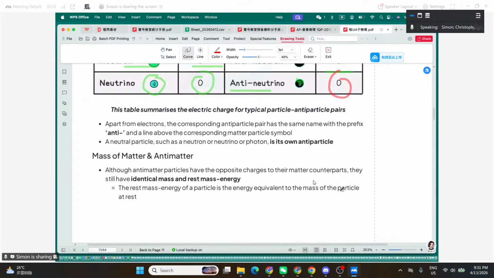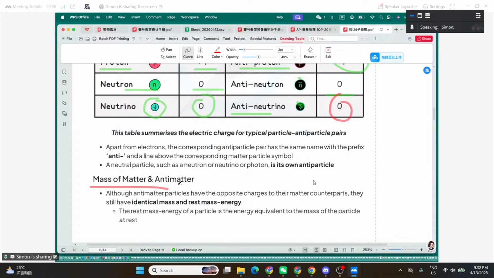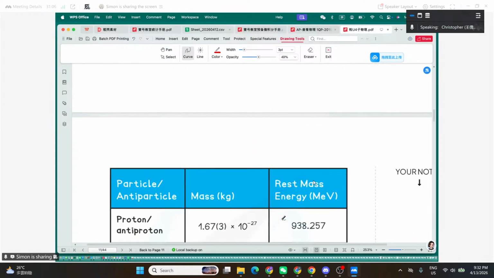Okay, this one: the mass of matter and antimatter. Although antimatter particles have the opposite charge to their matter counterparts, they still have the identical mass and rest mass energy. The rest mass energy of a particle is the energy equivalent to the mass of the particle at rest. Understand? No problem.